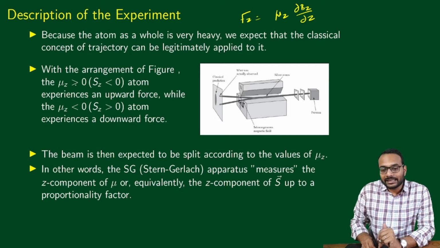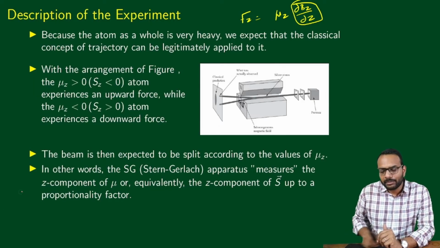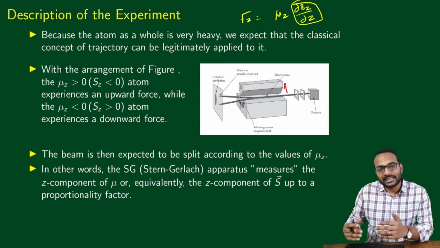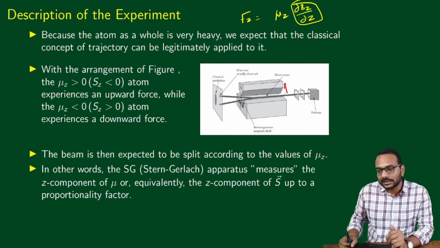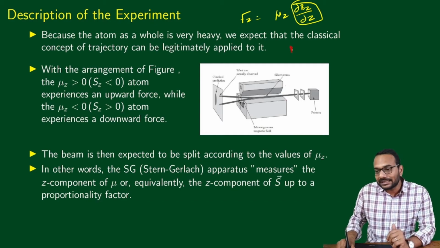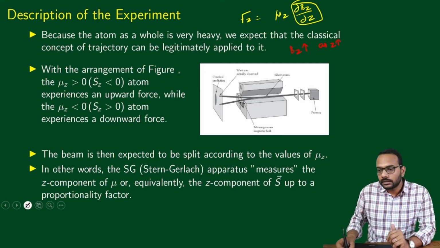Now, if mu z is greater than 0, let's first look at this term, the partial derivative of Bz with respect to z. We said already that the magnetic field is inhomogeneous. It's stronger as we move up the z-axis, because the magnetic field lines are more concentrated towards the higher values of z. So this means that Bz increases as z increases, which means that the partial derivative of Bz with respect to z is positive.